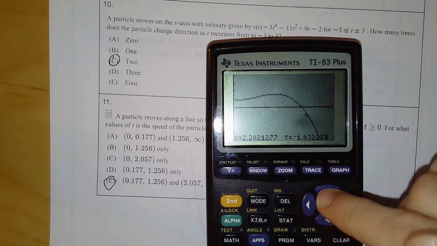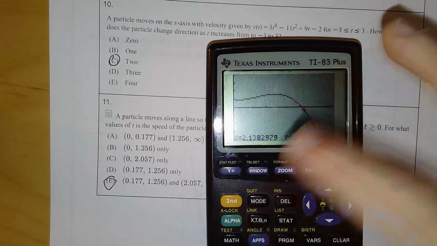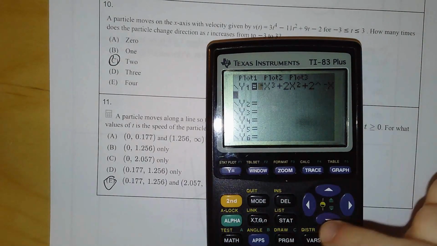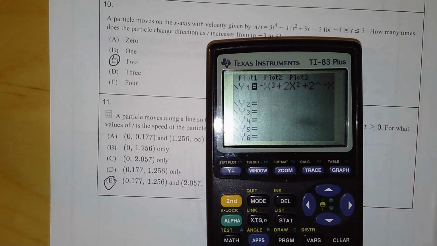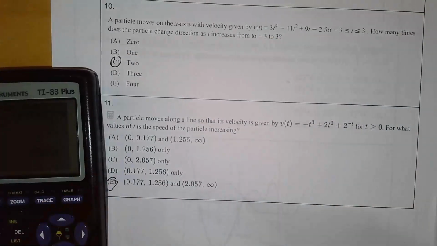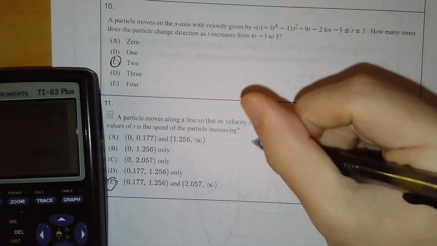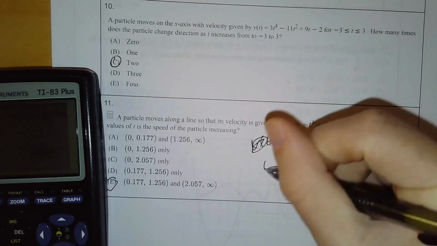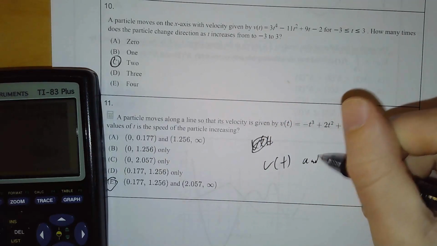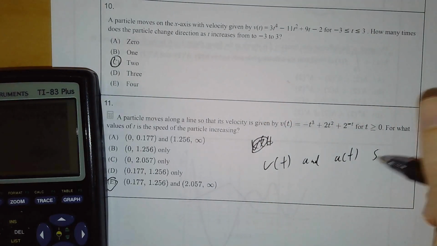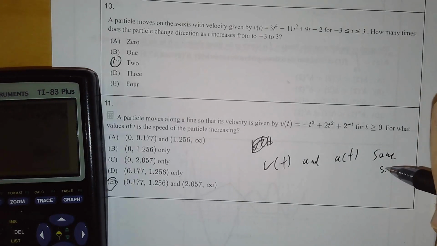That's just moving my cursor and seeing, but you can also do this analytically. You can take the derivative, so I'm going to find acceleration. It's speeding up specifically when velocity v of t and acceleration a of t have the same sign. When they're the same sign, it's speeding up.